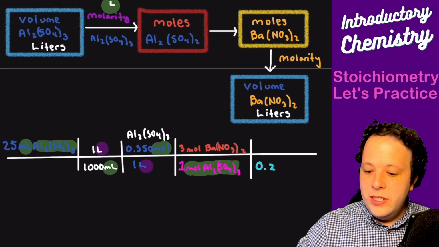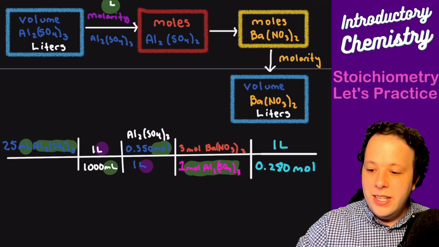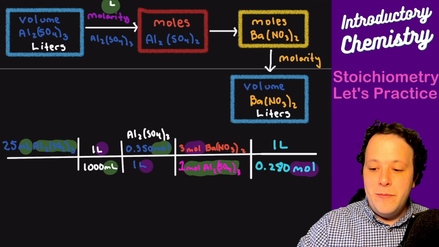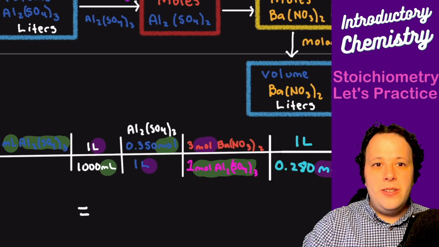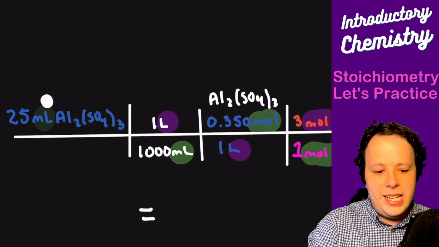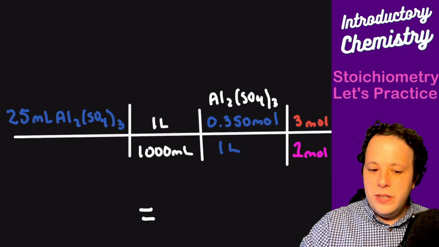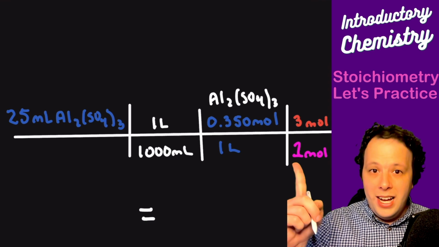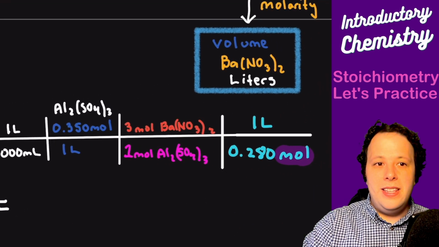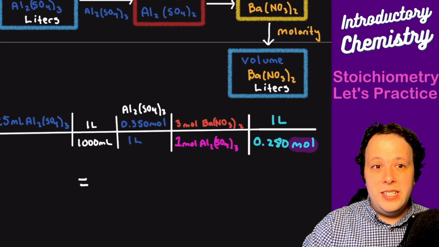Okay, so let's fill that in. 0.280 moles is equivalent to 1 liter. And then we could see this cancels out, and we're left with volume of barium nitrate. So what are we going to do here in terms of the math? Let's clear out some of the highlighting because it's taking away the visibility of all these different components. So we are going to take 25 milliliters, times that by 0.350, times by 3, and then divide that by 1,000, then divide that by 0.280.